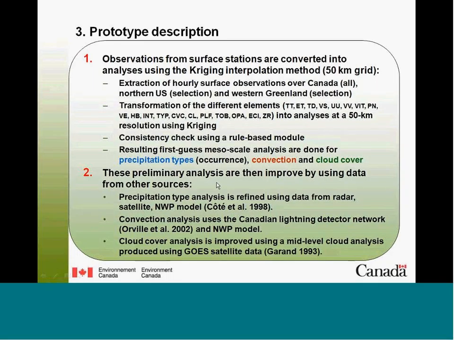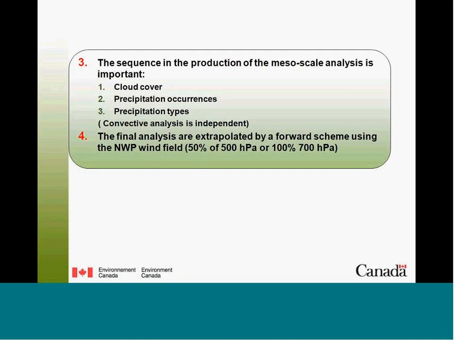This preliminary analysis will be improved by using some other sources of data. For the precipitation type analysis, we will use radar data, satellite, and NWP. Some analyses will use the Canadian Lightning Detection Network and also the NWP model. And for cloud cover analysis, we will use mid-level cloud analysis produced from GOES satellite data. So this gives you the different steps in the process of producing this mesoscale analysis.